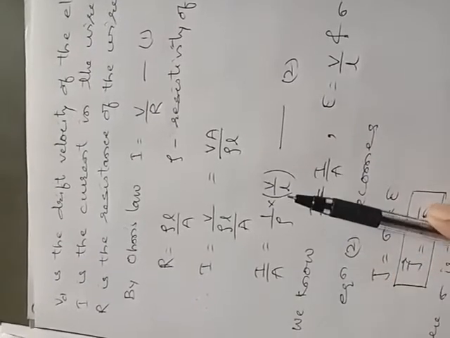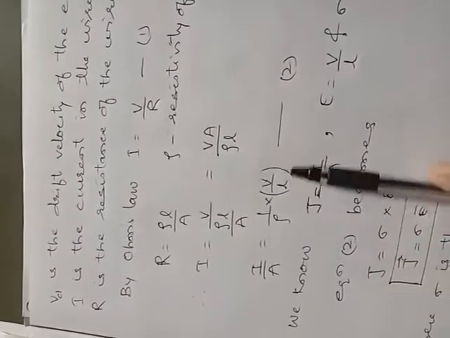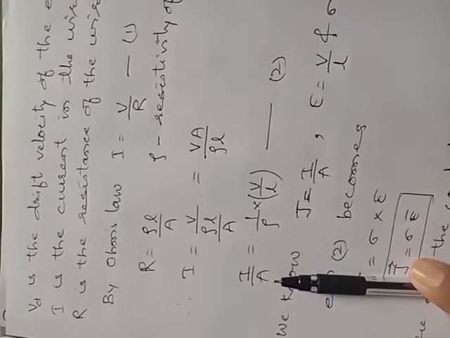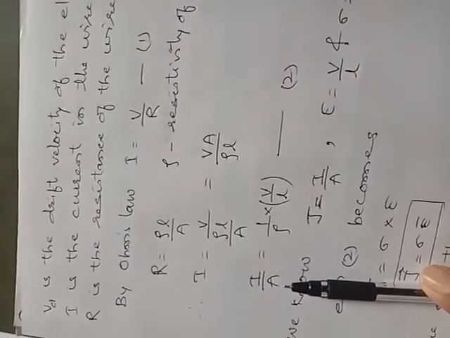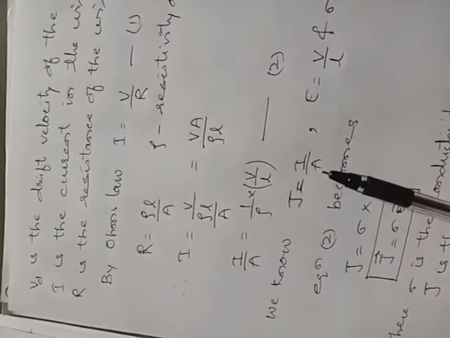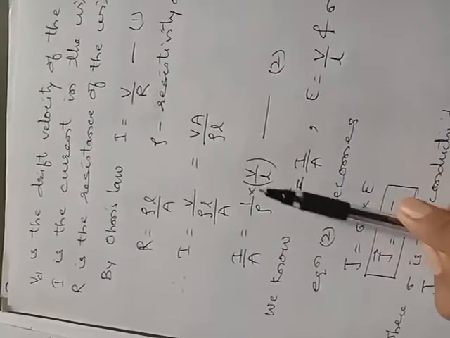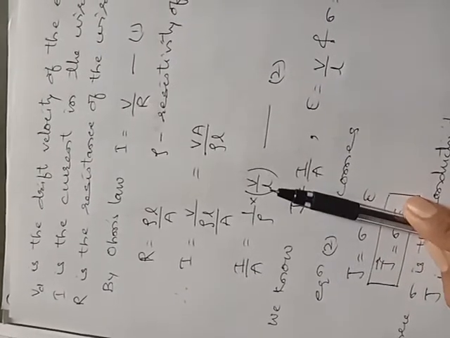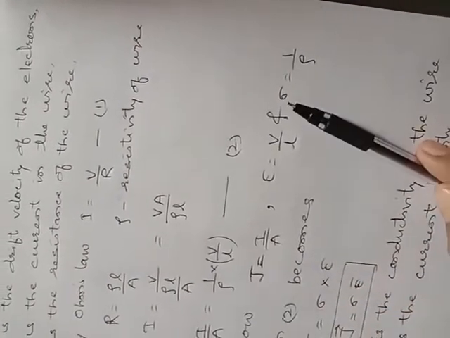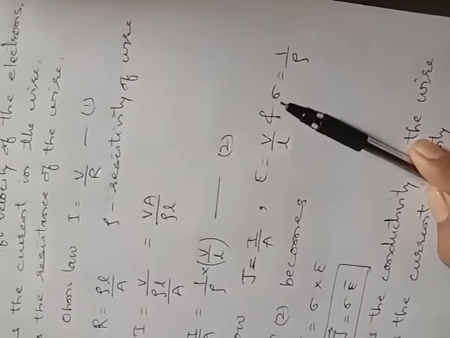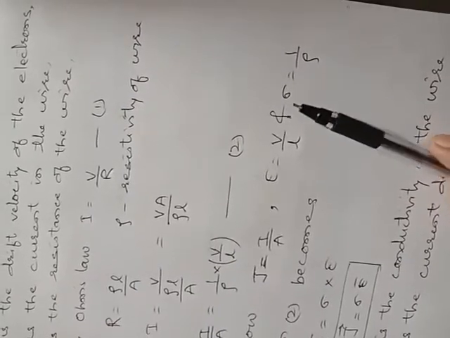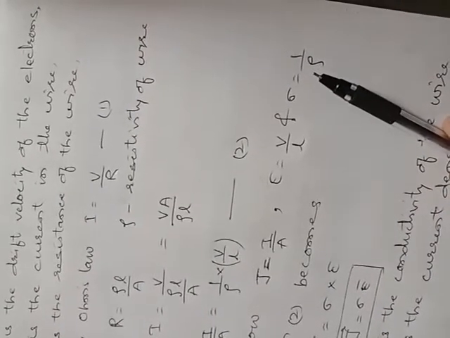Now why are we doing all these things? Because all these parameters we know very well. What is I by A? Already from the first day we have studied that I by A is the current density, J. J is equal to I divided by A. What is V by L? Potential by length is the electric field. E is equal to V by L. What is 1 by rho? 1 by rho is sigma, that is conductivity. Means 1 by resistivity is equal to conductivity, or conductivity is called the reciprocal of resistivity.